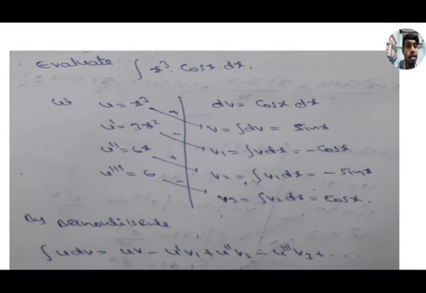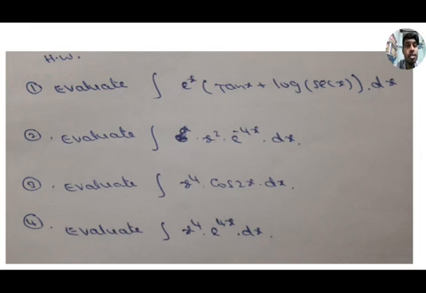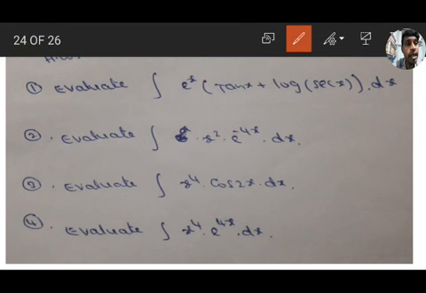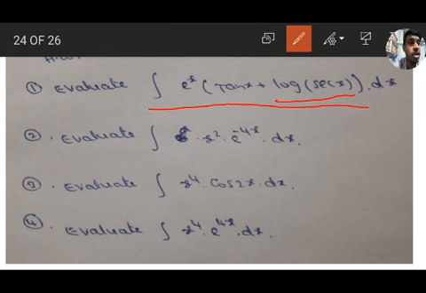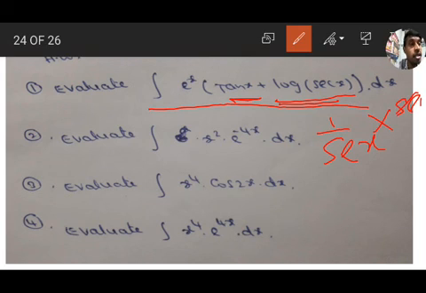Okay, we discussed today's class. Homework problems, write them down, this is over. Homework problem: evaluate the integral of e to the power of x into tan x plus log of sec x. So it is the first formula, log of sec x equal to f of x. Its derivative is 1 by sec x into sec x tan x, sec x cancels, we get tan x, which is f dash x.